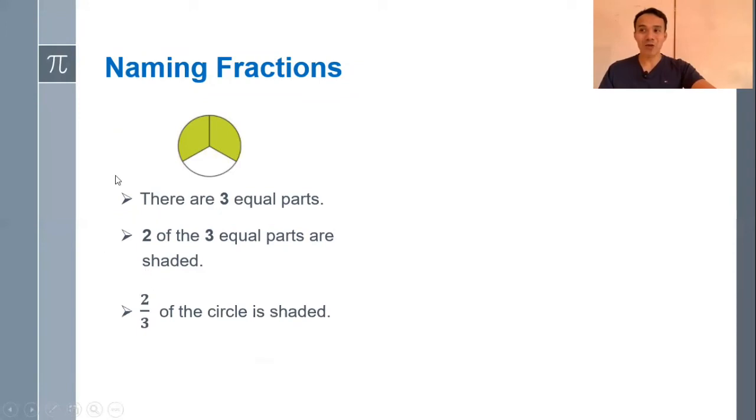We say 2/3 of the circle is shaded. Again, how do you read this? Two thirds. Let's have another example. It's still a circle. By the way, grade 2, you can use other shapes. The circle is divided into how many equal parts? Let's count. 1, 2, 3, 4, 5, 6, 7, 8. There are 8 equal parts.